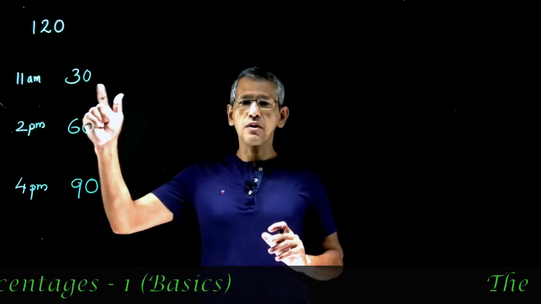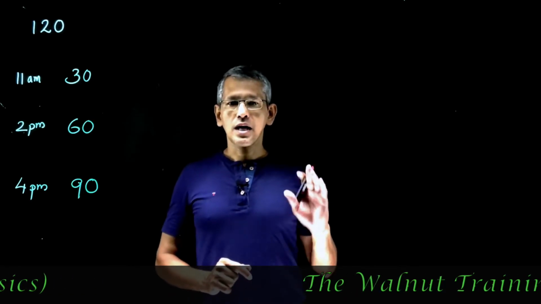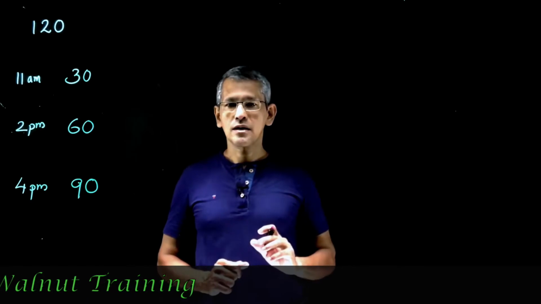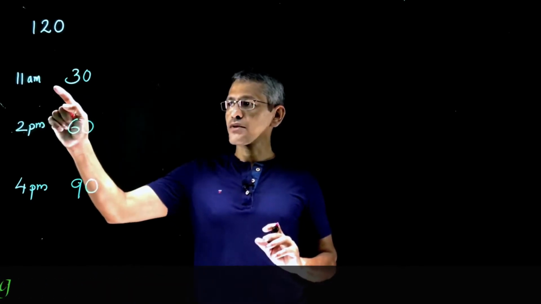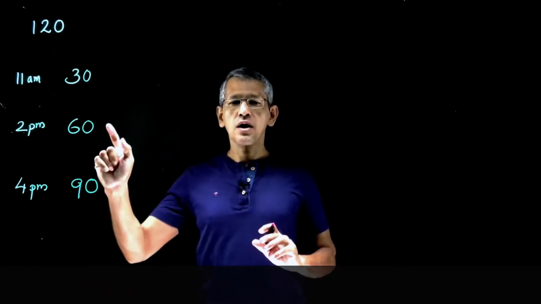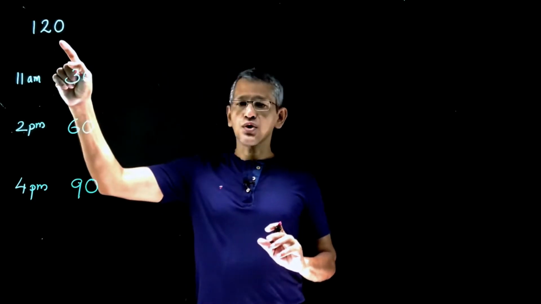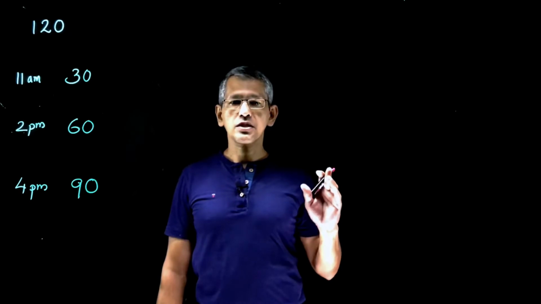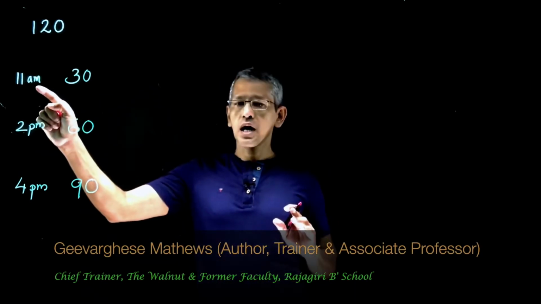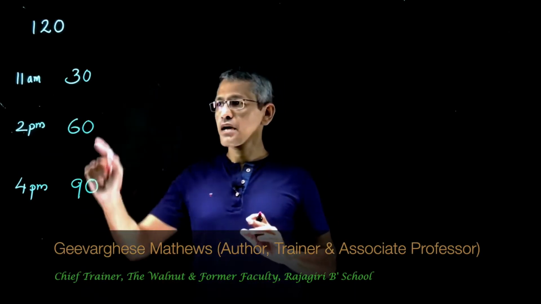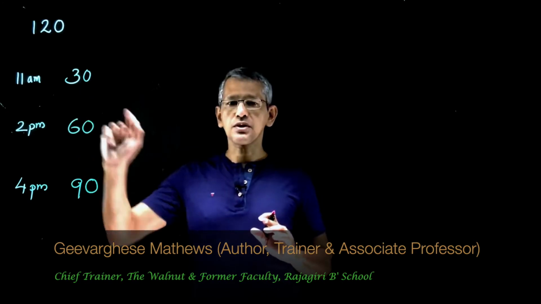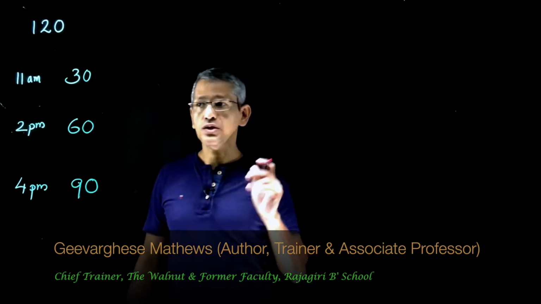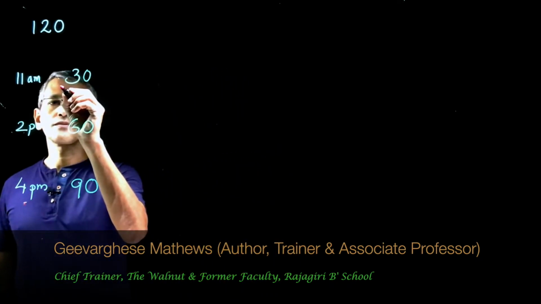Let's take an example of a baker. He had 120 pieces of fresh cake in the morning. Look at what happened at 11 a.m. He sold 30 pieces out of the total 120. So what percentage of the total number of cake pieces has he sold at 11 a.m.? At 11 a.m. he sold 30 pieces, out of 120 pieces. So the total is 120, and 30 out of 120.